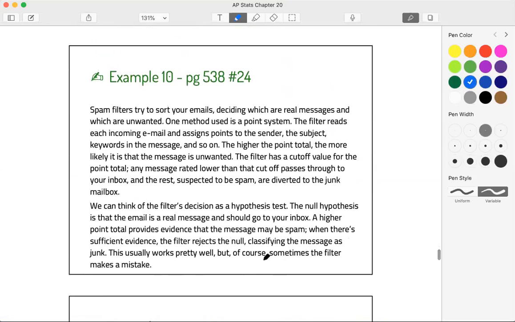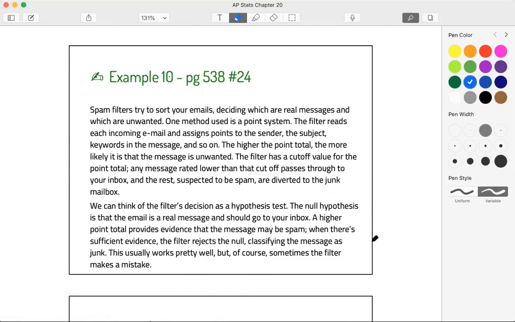So here's example 10. Spam filters try to sort your emails, deciding which are real messages and which are unwanted. One method used is a point system. The filter reads an incoming email and assigns points to the sender, the subject, keywords in the message, and so on. The higher the point total, the more likely it is the message is unwanted. The filter has a cutoff value for the point total. Any message rated lower than the cutoff passes through to your inbox, and the rest is suspected to be spam or diverted to the junk mailbox.